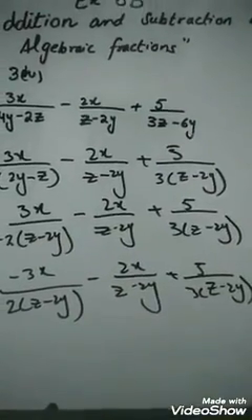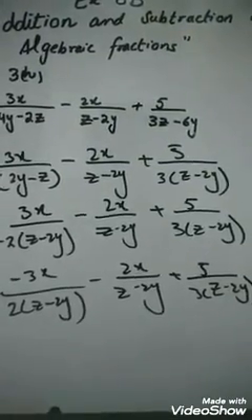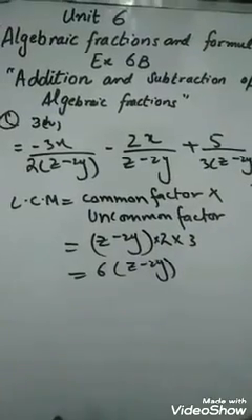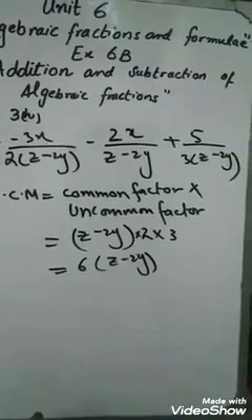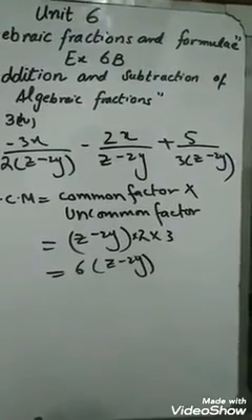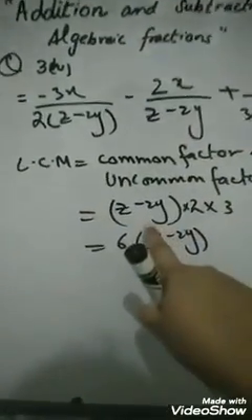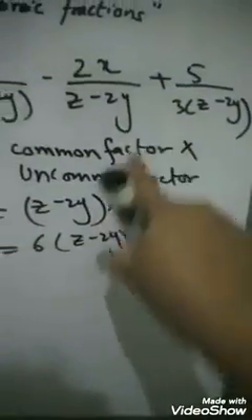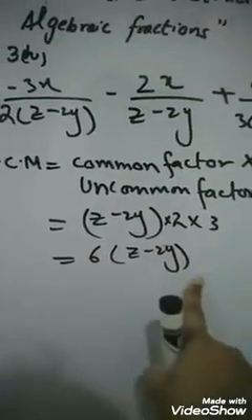Basically students, we are required to make like fractions, and for making like fractions we have to find out the LCM. So now we will find out the LCM. As you know, LCM is equal to common factor multiplied by uncommon factor. Here the common factor is z minus 2y, and 2 and 3 are the uncommon factors. So 3 times 2 is 6, 6 into z minus 2y. This is our LCM.